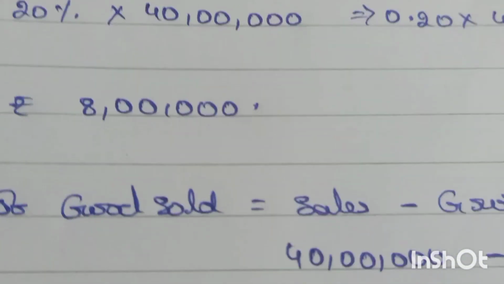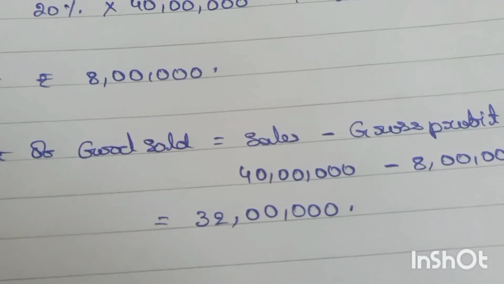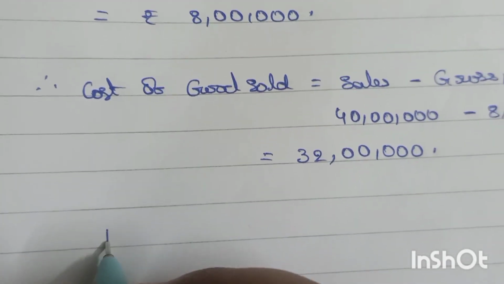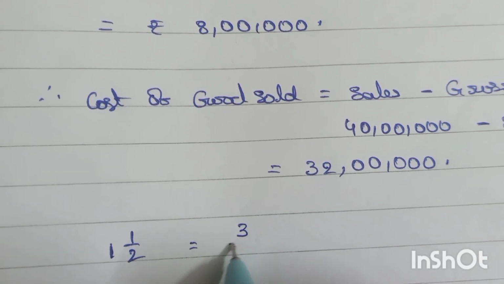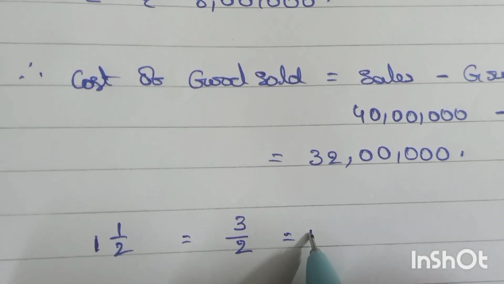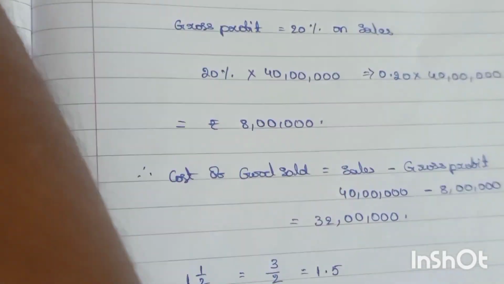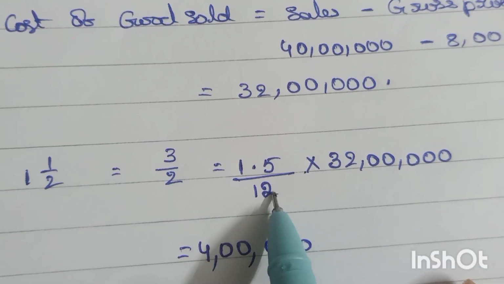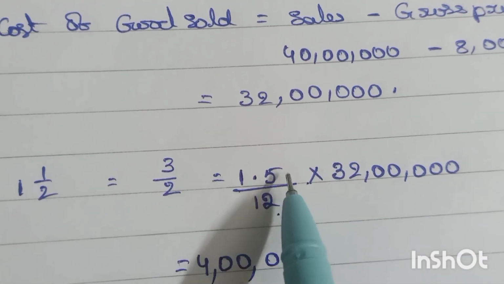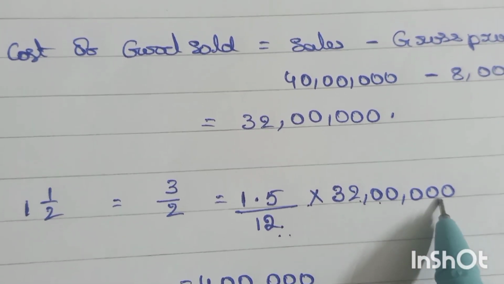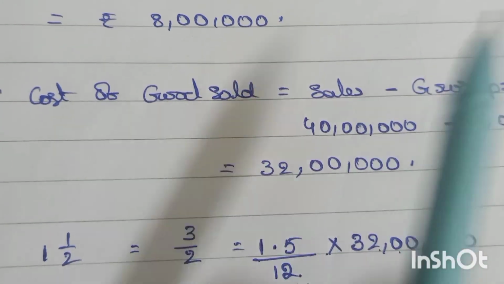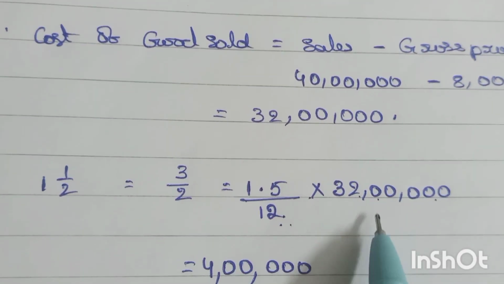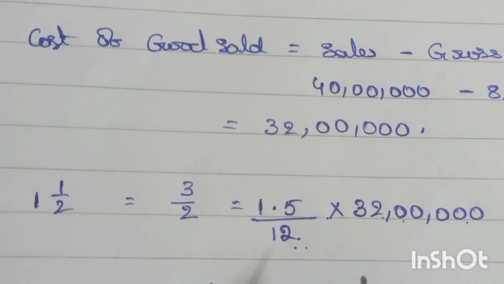Now we have to find out the finished goods. How much are the finished goods? They are asking for 1.5 months. The finished goods is 1.5 months of stock. So 1.5 months of stock is equal to 3 by 2, which is 1.5. So 1.5 months divided by 12, because for the annual year we have 12 months, into 32 lakhs. The 32 lakhs is the cost of goods sold. We have already seen in the cost sheet how to calculate the finished goods. So we get the value 4 lakhs. Now the finished goods is 4 lakhs.